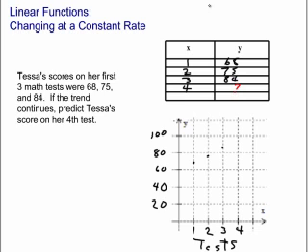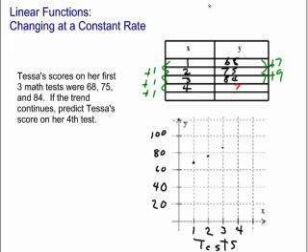Now if we were to look at our rate of change here, the change in the x is a constant value, you can see. Each one of these is going up by 1. So first test, second test, third test, fourth test, that's just 1. But the change in the y's are slightly different. She first goes up by 7 points, and then she goes up by 9 points. So she doesn't go up by exactly the same amount each time, but it's pretty close.